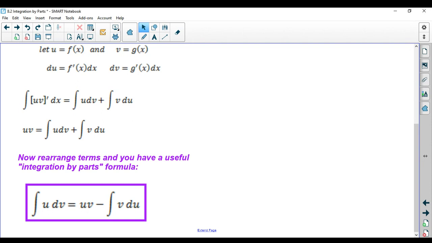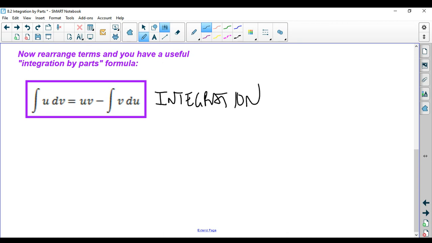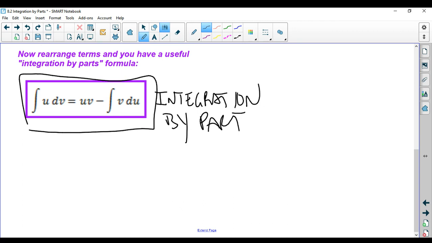The integral of a product, well, you can think of it as a product, the integral of u times dv is uv minus the integral of v du. This is integration by parts. This is, I guess we'll call it, the formula you're going to use. Notice we have a u and a v. So we're going to have two variables coming into play here.